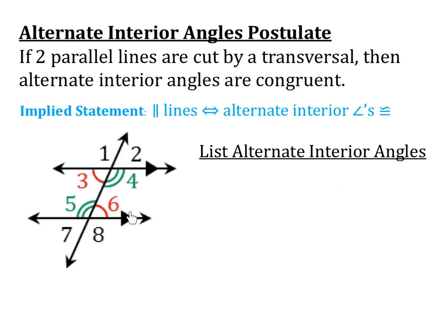Again, this time our lines have a special relationship. They're parallel. You can see that by our special parallel marks, these little bolded arrows. So if lines are parallel, then alternate interior angles are congruent. So angle 3 is congruent to angle 6, and angle 4 is congruent to angle 5. This is our alternate interior angles postulate.